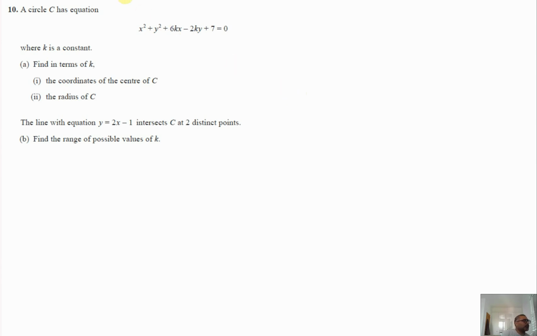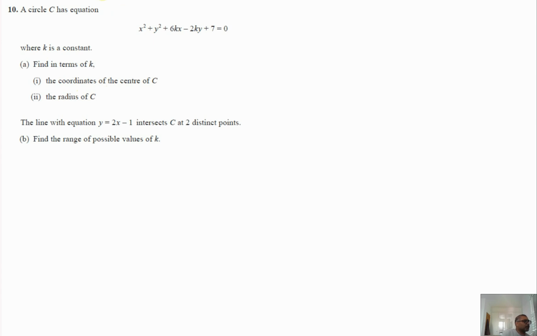Okay, question 10 in the June 23 Edexcel paper 1. This is to do with a circle equation. So we've got this circle equation given to us here where k is a constant. We need to find in terms of k the coordinates of the center of C and the radius of C.